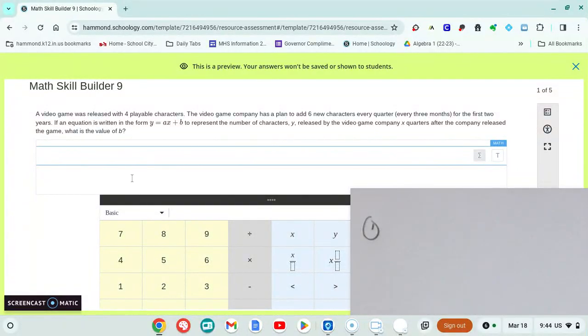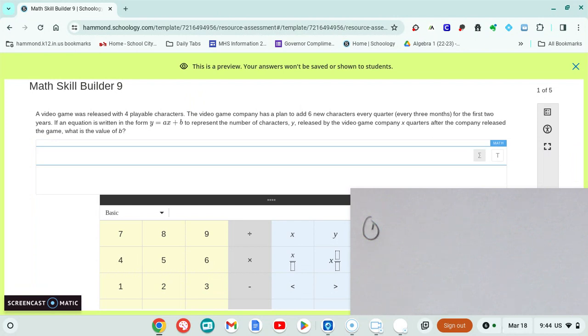All right, this is Math Skill Builder number 9. These questions on the SAT are all what are called constructed response or gridded response. So there's going to be no multiple choice options on these 5 questions. So first question says a video game was released with 4 playable characters.